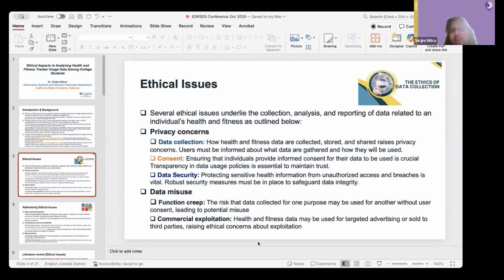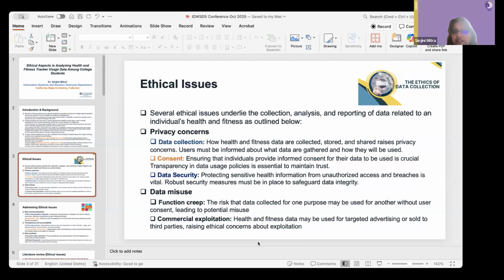So it's basically the risk that data is collected for one purpose. We all go through IRBs before we get the permission to do these surveys and collect this data from students or any individuals, in my particular case, from students. But obviously, sometimes there is a risk that the data used for a certain purpose, as stated in the IRB, may be reused for something else without obtaining explicit consent. That pretty much constitutes a case of misuse. And also there's commercial exploitation, like health and fitness data may be used for targeted advertising. So you never know. That's why protection and all of those are important.